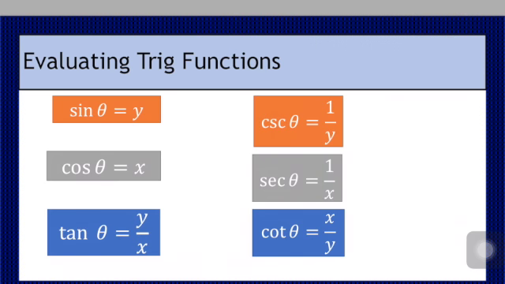So I wanted to quickly review some of the things we learned last week: the sine of an angle is really just equal to the y value. The cosine of an angle is really just equal to the x value of that coordinate. And the other four values, the tangent, cotangent, secant, and cosecant, we can find using the sine and cosine, or the y and x values.